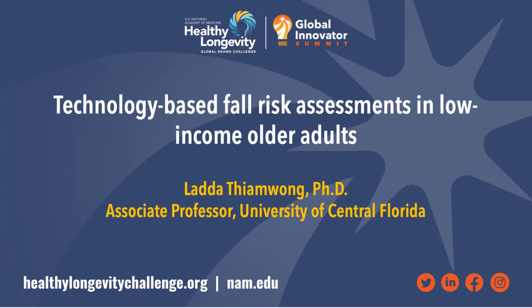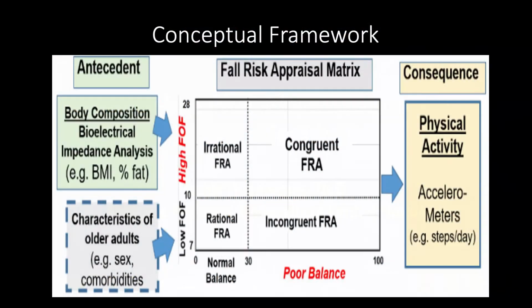So the conceptual framework is, okay, we developed the Forex appraisal metric, as you see in the middle, and we categorize the older people into the 4 groups that I'm going to tell you how we're going to use, including the technology. And we look at the antecedents that make them have falls, for example, body composition, talk about the characteristics and comorbidity.